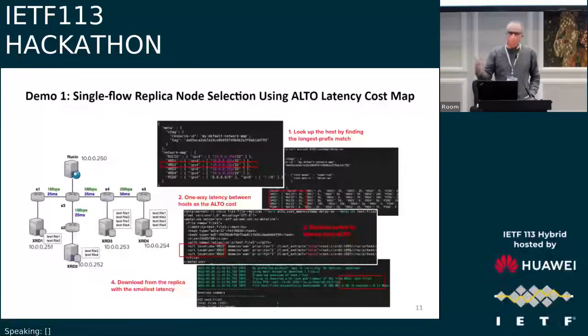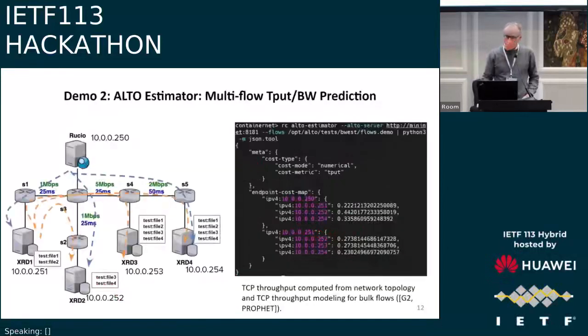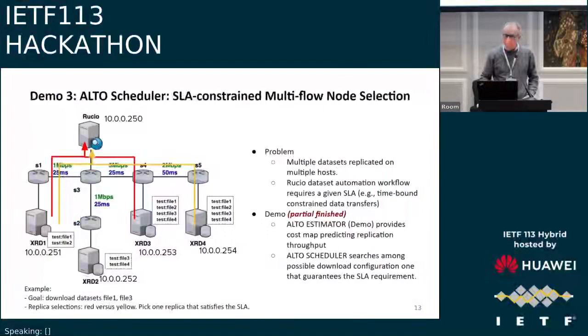The same thing can be done based on latency, so I'm not going to go into it, just some experiment where you choose based on latency. And then I have 2 more demos we actually put, an Alto estimator, multi-flow throughput bandwidth prediction, and demo 3, an Alto scheduler, which allows you to do SLA constrained multi-flow node selection.